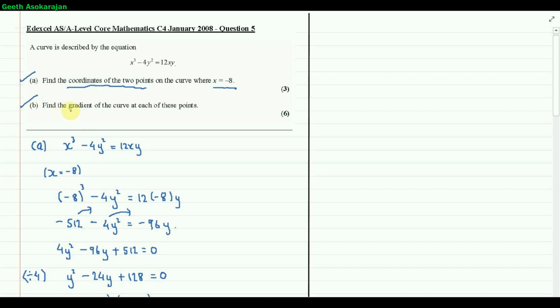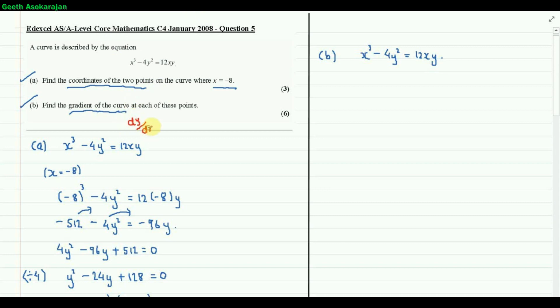Part B: find the gradient of the curve at each of these points. So let me try part B here. Let me copy down the curve equation: x cubed minus 4y squared is equal to 12xy. Now we need the gradient, and in order to work out the gradient we need to calculate the gradient function dy over dx.